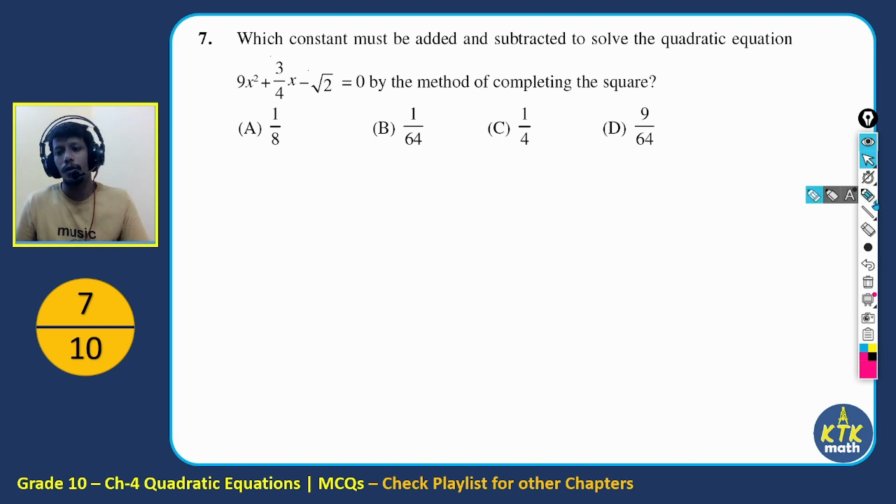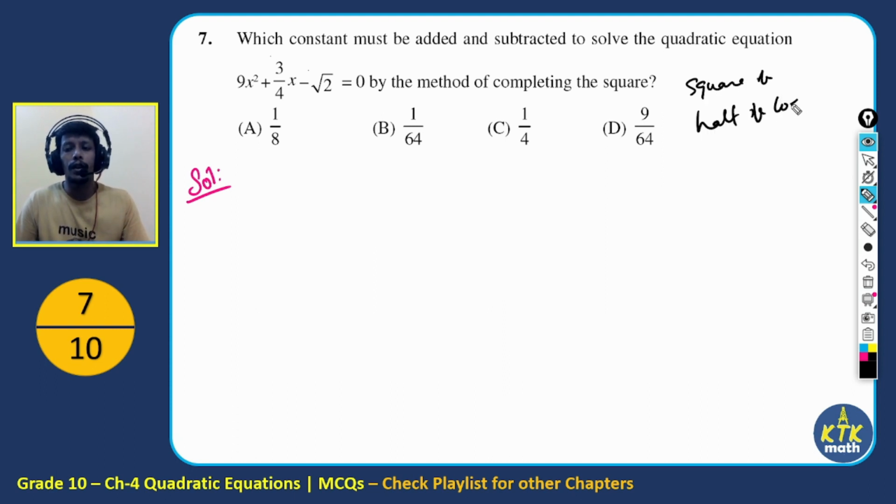This is an interesting question which was asked a few years back in the CBSE board exam. Which constant must be added and subtracted to solve the quadratic equation by the method of completing the square? Usually, by the method of completing the square, which number do we add and subtract? It is nothing but the square of coefficient of x. This is what we are going to do. Usually this number only we are going to add and subtract to the given equation.